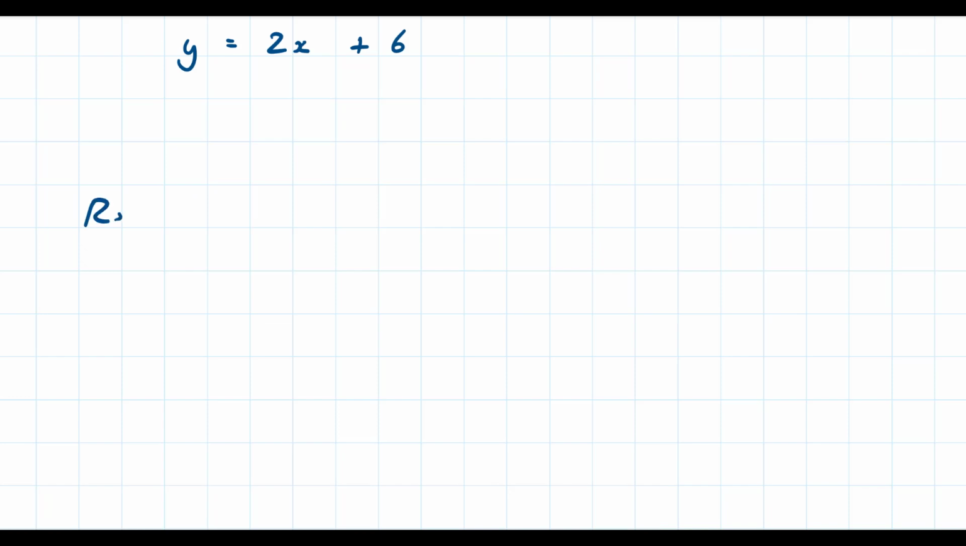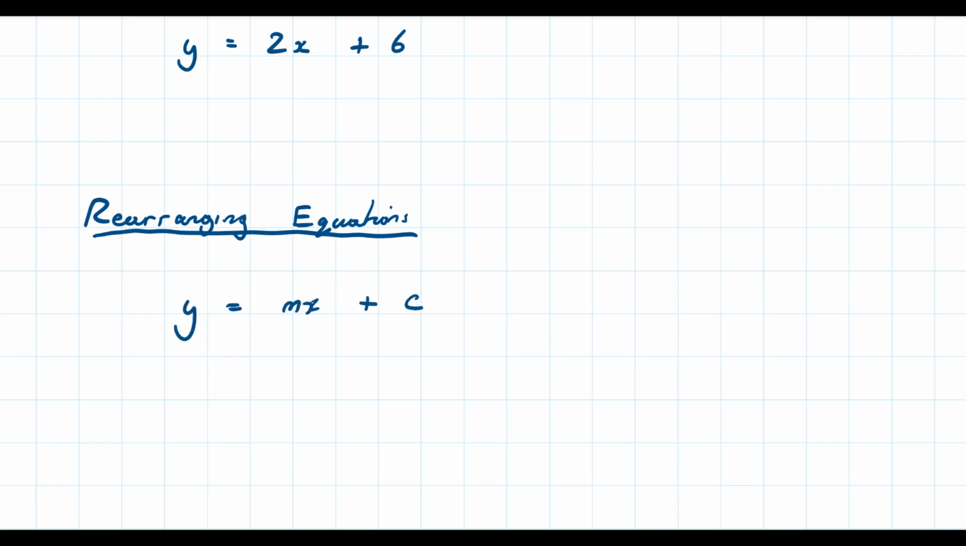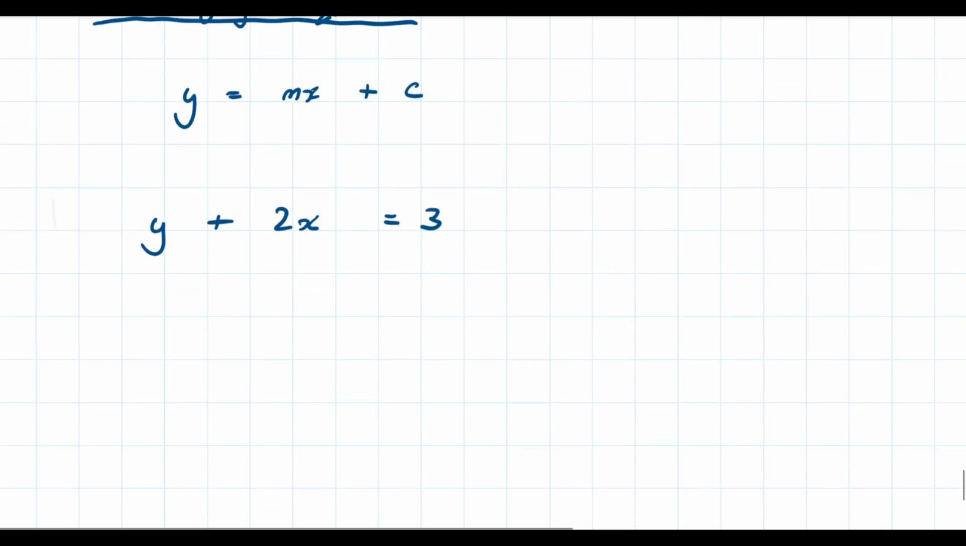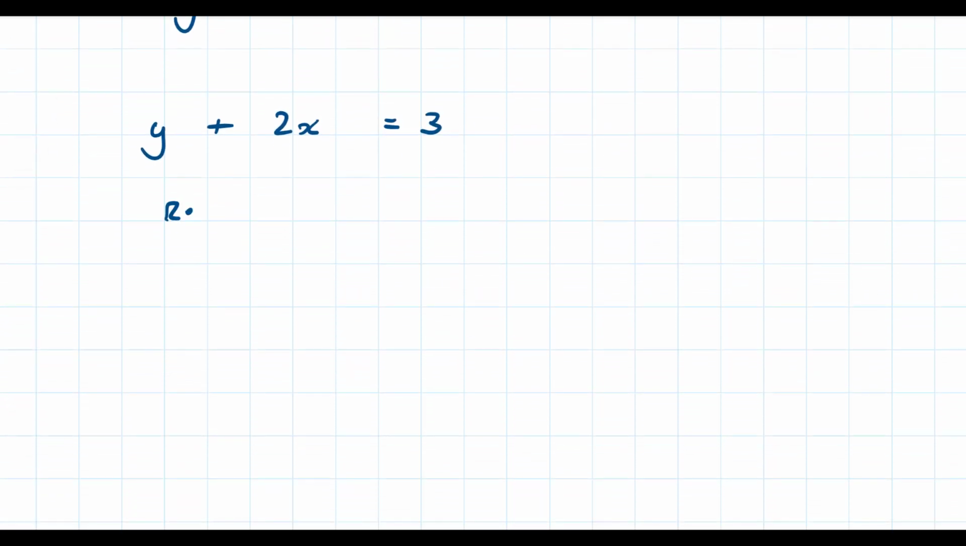Now the last part of this topic involves rearranging equations. Sometimes you might be asked for the gradient of a line which doesn't look like y equals mx plus c. Now the important thing to remember is we need the equation to look like this in order to find things like the gradient and the y-intercept. So if you, for example, had this as your equation and they asked you for the gradient, what you would need to do is rearrange this so it looks like y equals mx plus c.